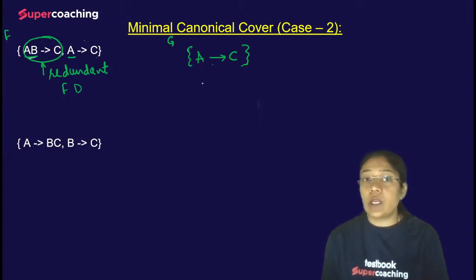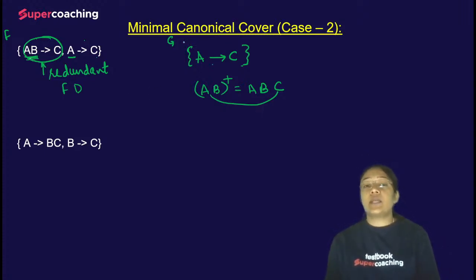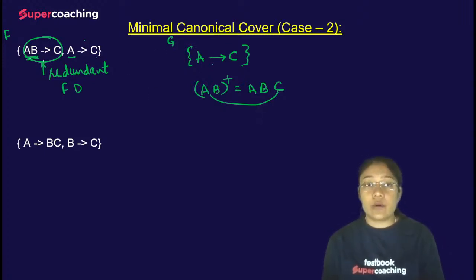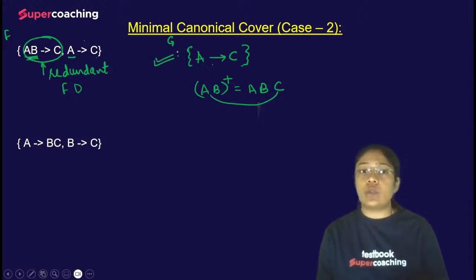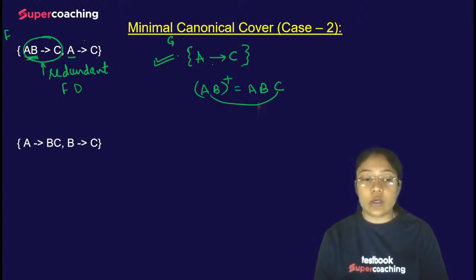G covers F. Check करो. If I want to find out A, B closure, हमें क्या check करना है? A B determines C यहाँ पे cover होगा. So I'll be finding A closure here. AB will be determining itself. A is determining C. So AB is determining C. So F covers G and G covers F. So we can say that for this relation, minimal canonical cover is A determines C. So these are basically two different cases. Either you will be having the redundant functional dependency or you will be having the redundant or the extraneous attribute.